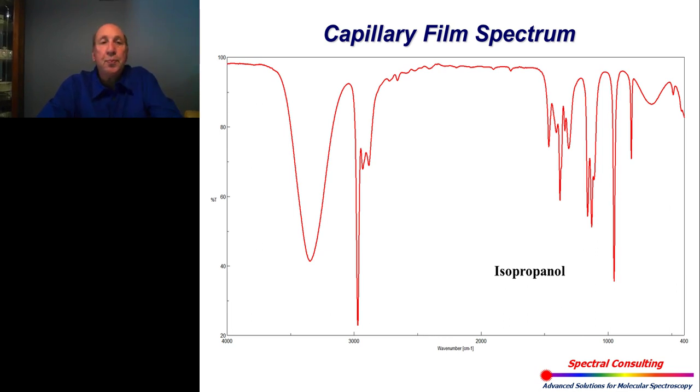Another example here is isopropanol. Again, a few drops of the alcohol between the two windows, and we see a very good spectrum. Again, the baseline is near 100% T. The strongest peak is right about 20%, which is fine for this qualitative spectrum. We're not doing quantitative analysis here.